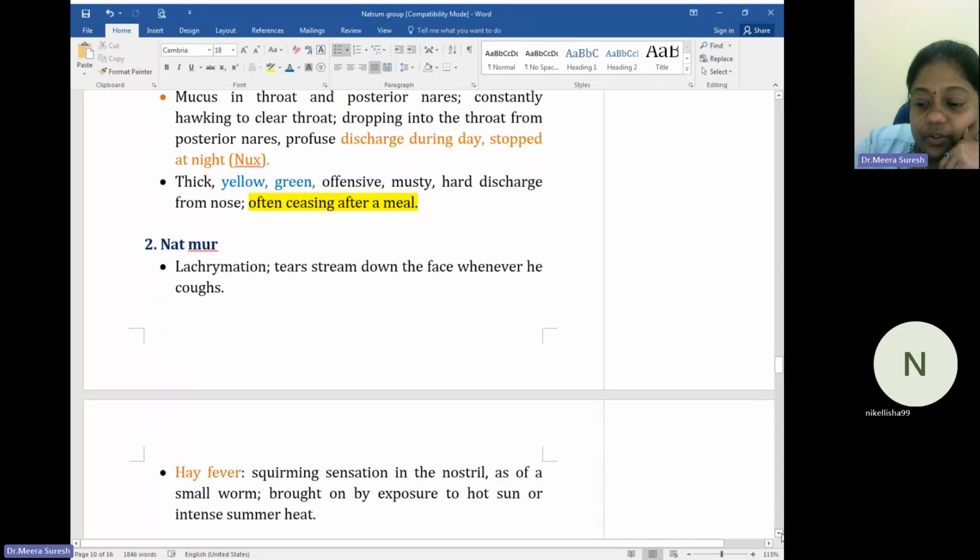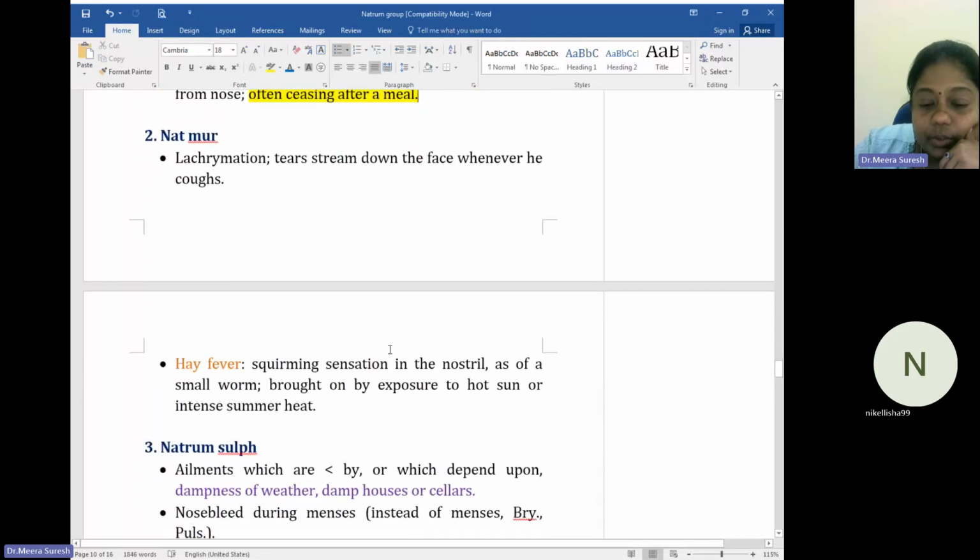In Natrum mur, the respiratory system is not much involved. One thing is their lacrimation, always whenever he is coughing. And the second feature is hay fever. They have that allergic rhinitis. Whenever the person is exposed to hot sun or intense summer heat or even the spring season, the hay fever will come out and he will have that crawling sensation in the nostril, as if some worm is moving about. That feature will be there. So Natrum mur is more indicated in respiratory complaints for allergic rhinitis, the hay fever.